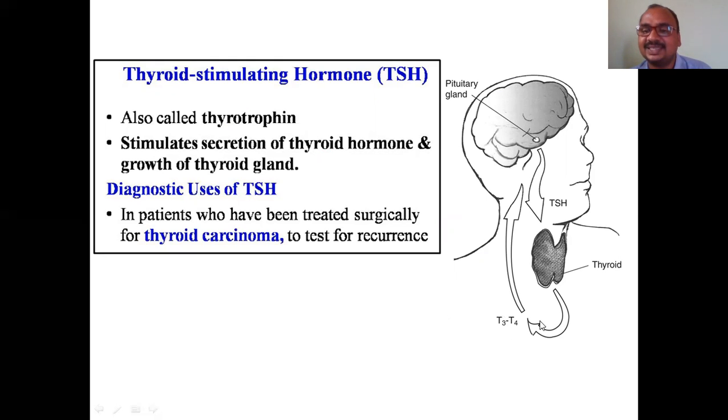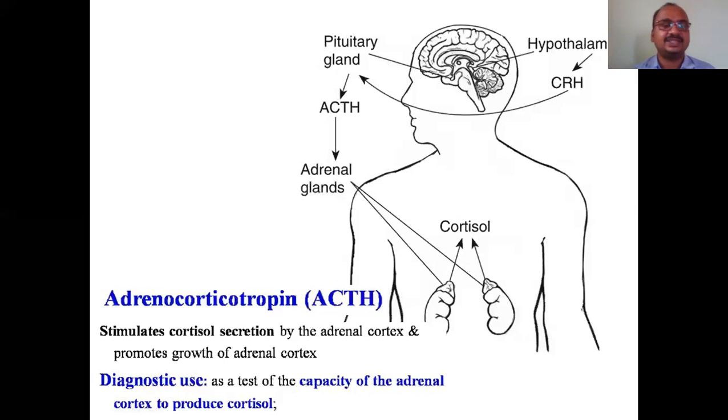So if there is an excess amount of T3, T4 in the blood, it will automatically decrease the release of TSH. Like a feedback, that is the feedback. It stimulates the secretion of thyroid hormone. Diagnostic uses of the thyroid stimulating hormone: in patients who have been treated surgically for thyroid carcinoma, it can be given. Next is Adrenocorticotropic hormone.